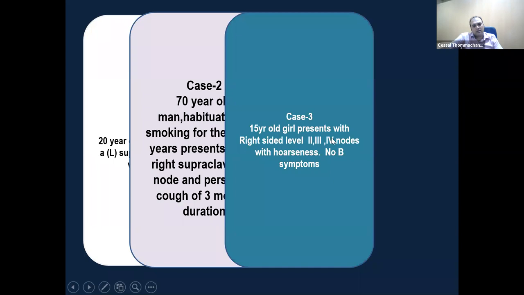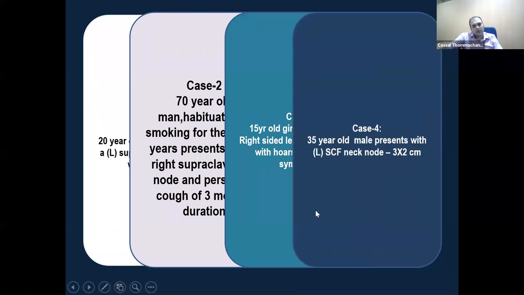A 15-year-old girl presents with right-sided level 2, 3, 4 nodes. No hoarseness, no B symptoms. You have to think about CA thyroid. A 35-year-old male presents with a left SCF node, 3 into 2 centimeters. This is seminoma. You have to rule it out; you have to examine the testes again. This is the age at which you will come across seminoma.